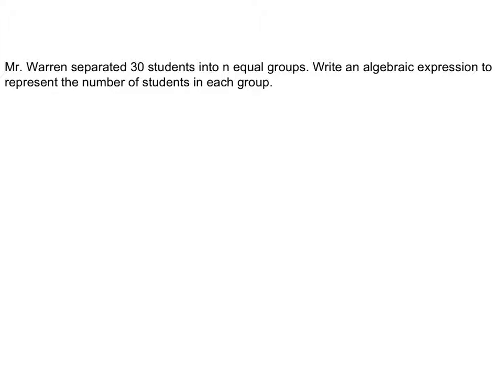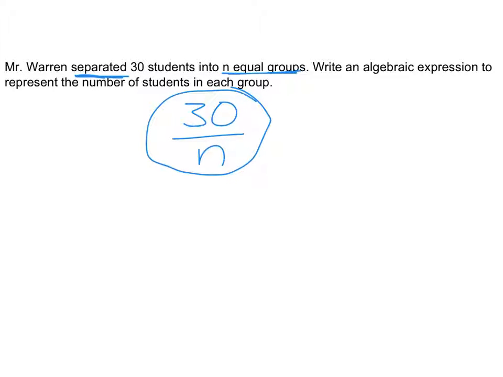Mr. Warren separated 30 students into n equal groups. Write an expression to represent the number of students in each group. So they separated into equal groups. That is division. So we're going to take 30 students and divide them into n equal groups. So each group is going to have 30 over n students.